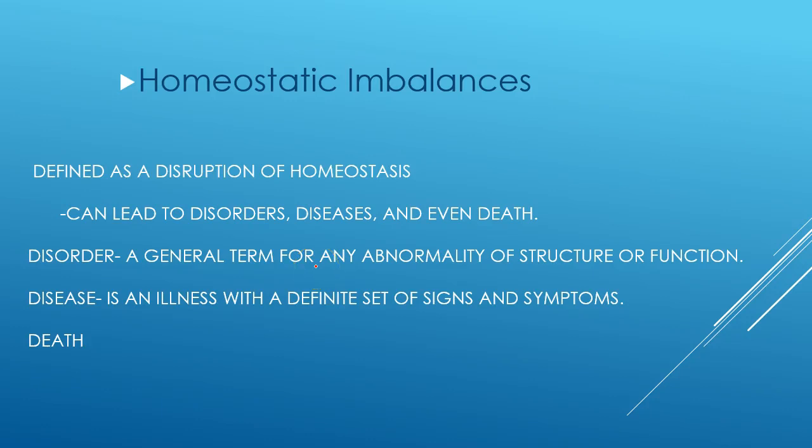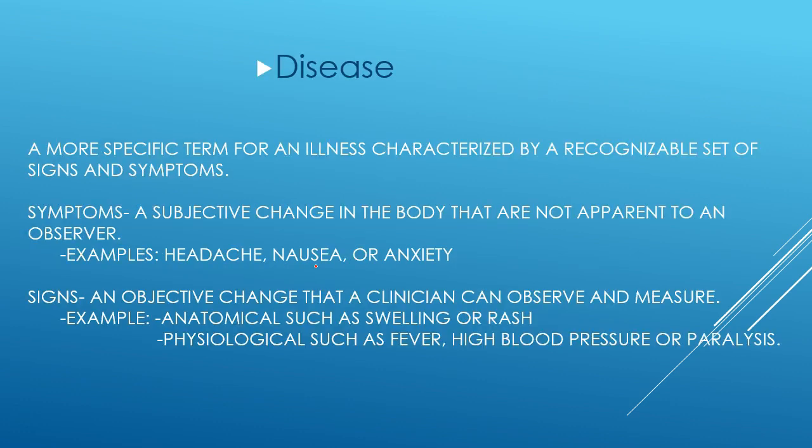So homeostatic imbalances can lead to disorders, disease, and death eventually. A disorder is going to be a general term for any abnormality. Disease is going to be definitive signs and symptoms. And death, of course, is the stoppage of life. All right. So for disease, we have a little bit of distinguishing characteristics again.